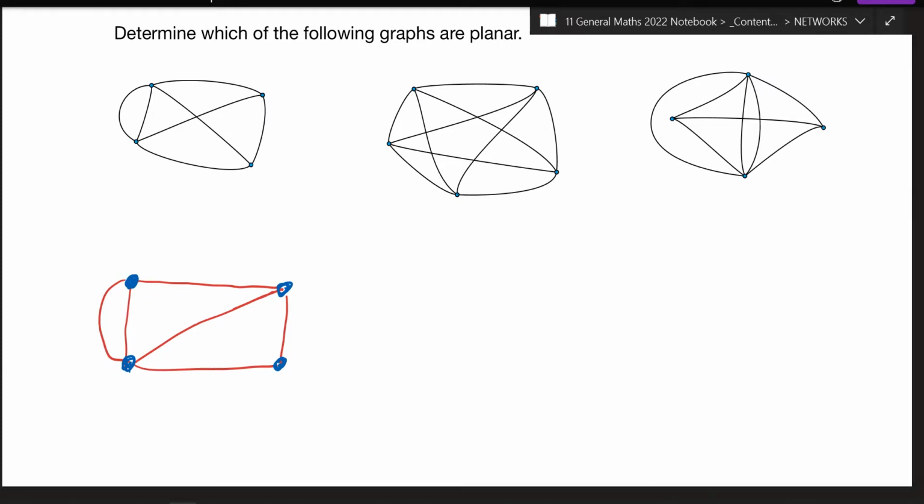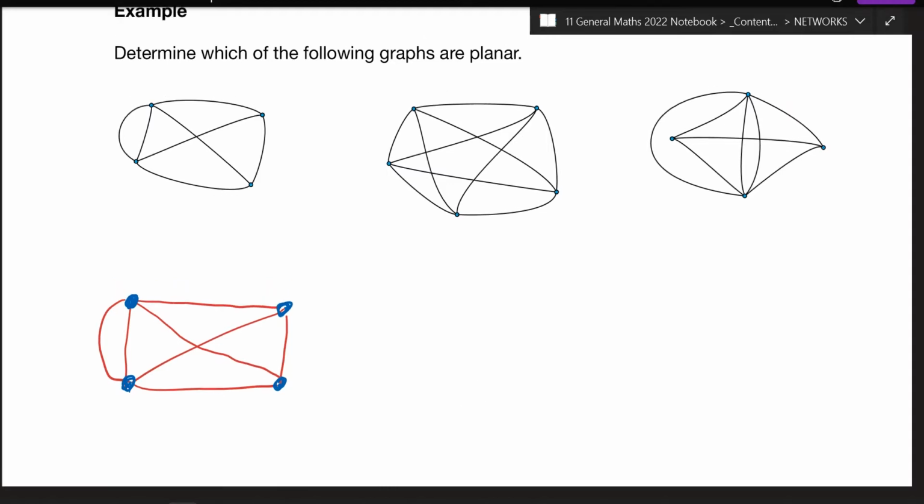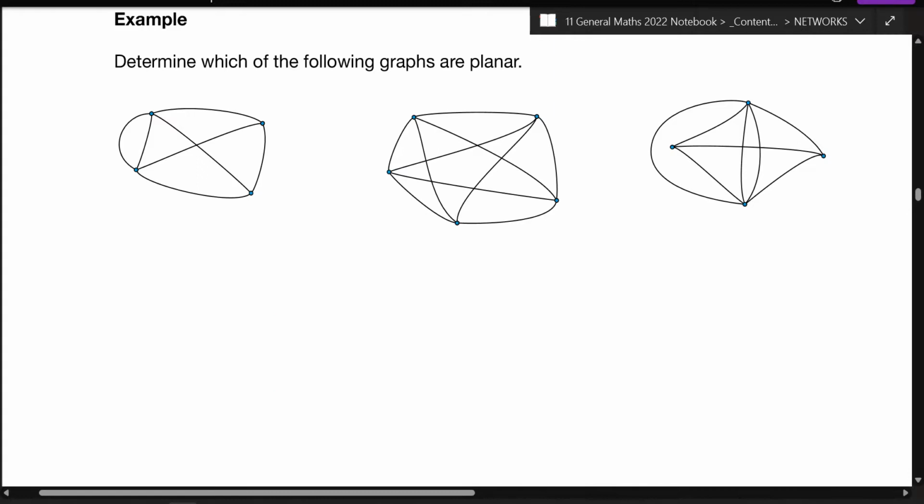Now I can move this line and just draw it this way. Now it's planar, okay? Or I could also move this line, put it here, and now it's planar, okay? So even though the first graph is not drawn in planar form, it is planar because you can put it in planar form. Okay, so what you would write, actually I'll leave that there.